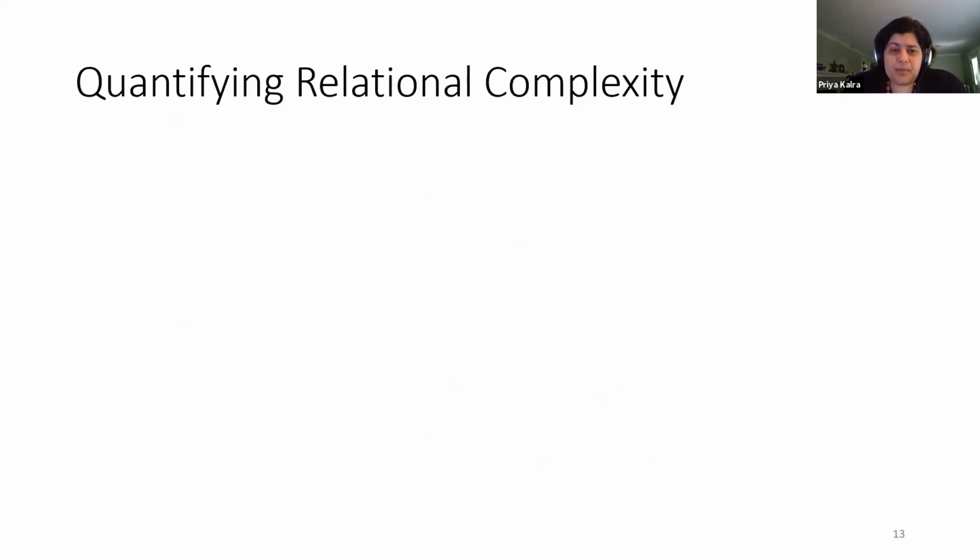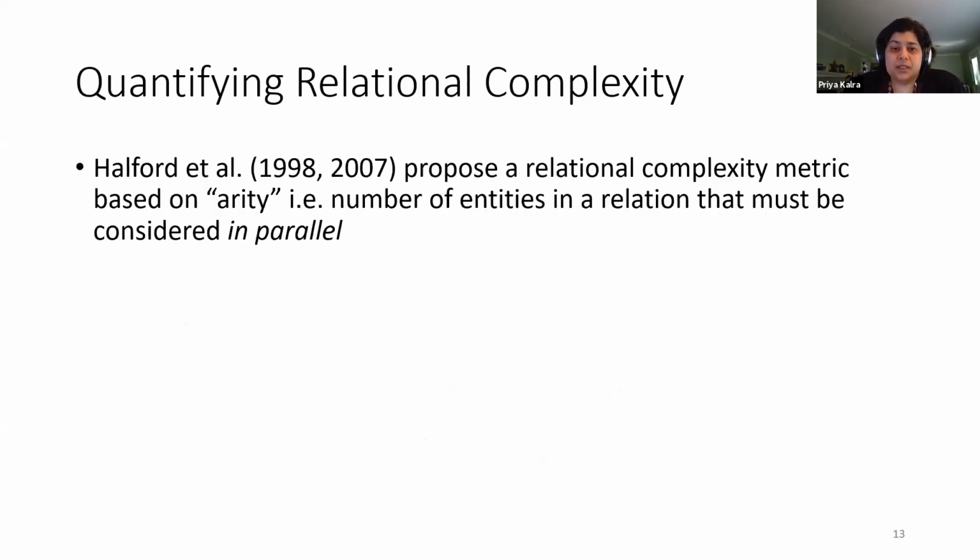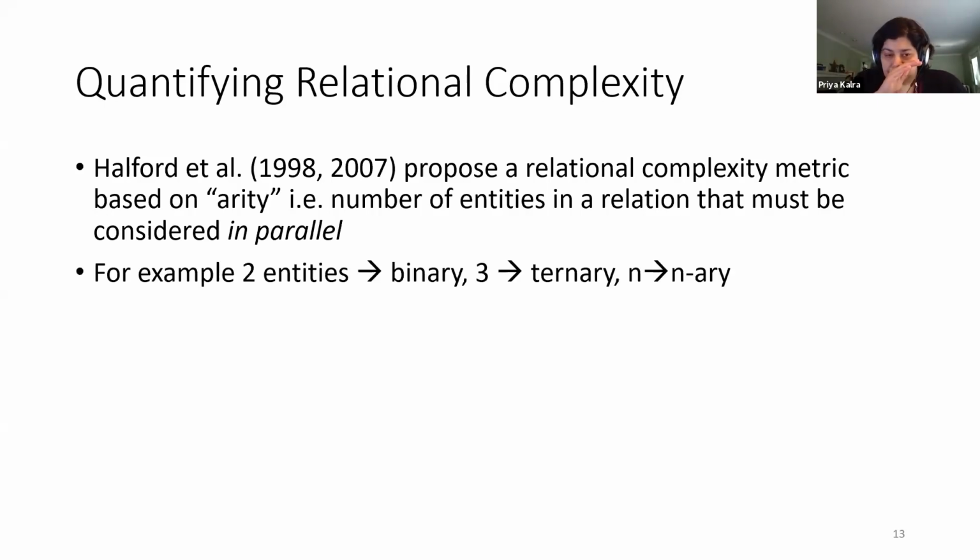But relational complexity, can we actually quantify it? So Halford et al. proposed a metric for relational complexity based on what's called arity. In other words, the number of entities in a relation that must be considered in parallel. And that in parallel part is important, and I'll come back to that. But for example, if a relation involves 2 entities or 2 roles, then it's binary, 3 roles, ternary, and n roles, n-ary. And so this is where you get that arity term.